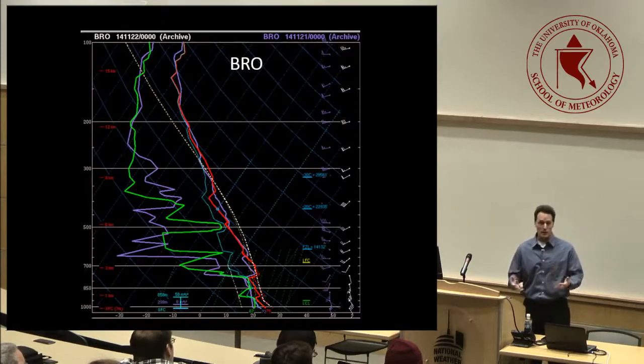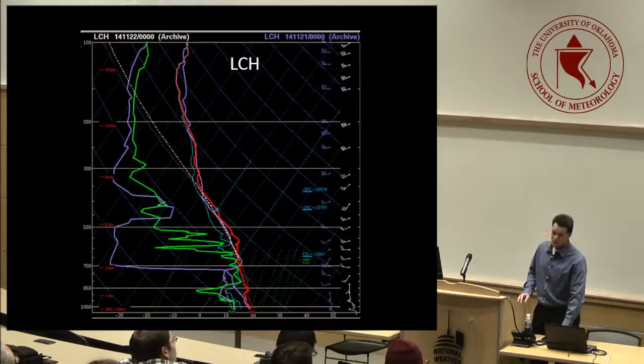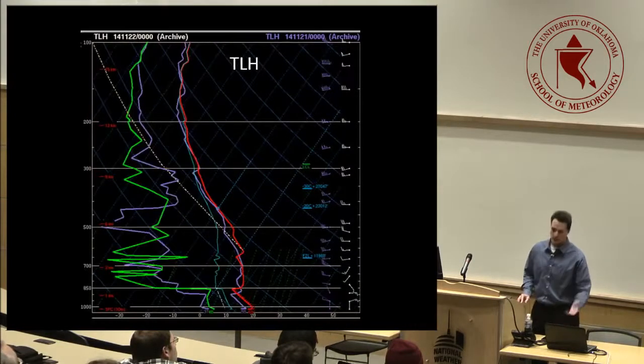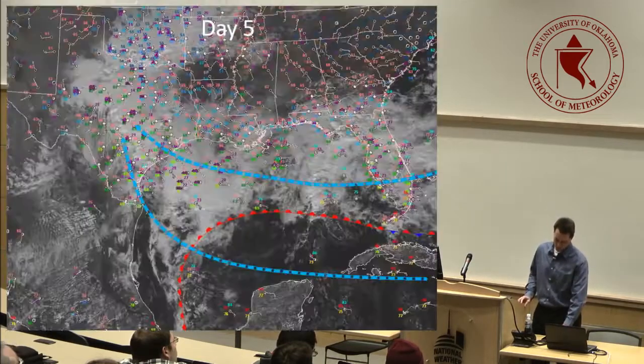But again, it has not moistened substantially from the day before. Lake Charles, same sort of problem. Not much change yet because they're not really in the onshore flow phase. And then Tallahassee is, with the ridge still sitting there, nothing much has changed for them.